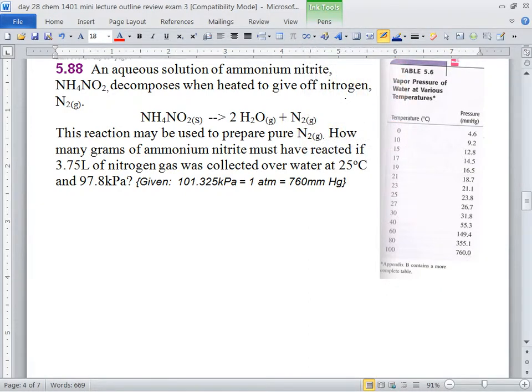We have a couple answers. Well, then you have to convert it to grams. That's the mole bridge. And then you have to do the mole bridge to get to ammonium nitrate, and then you convert to grams. It never makes sense.